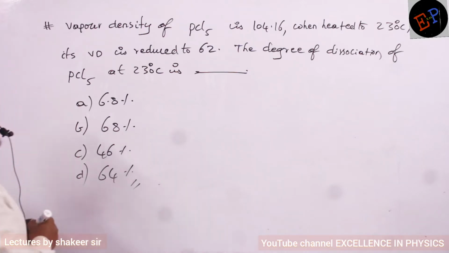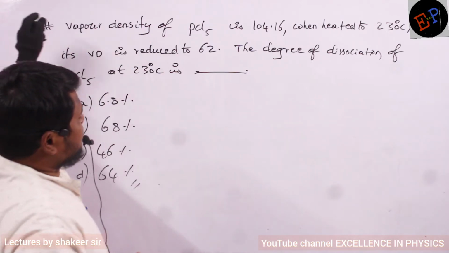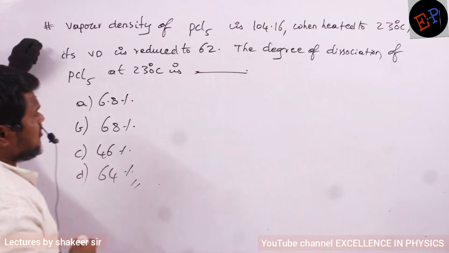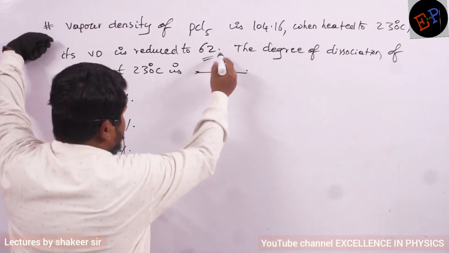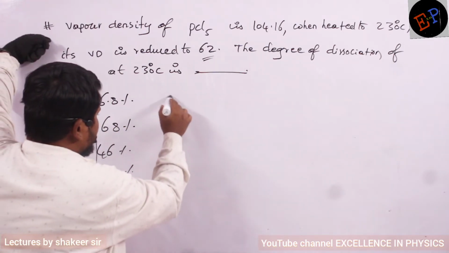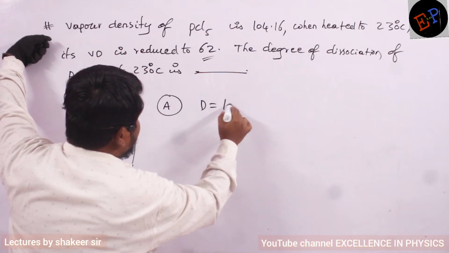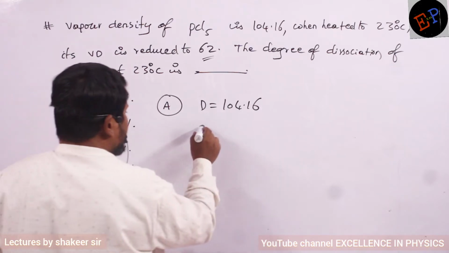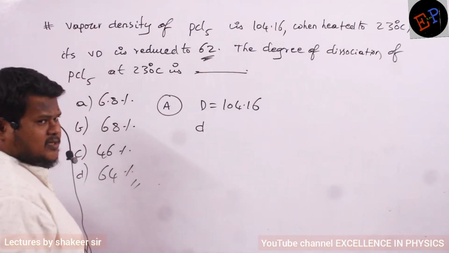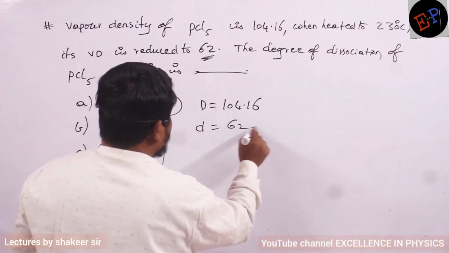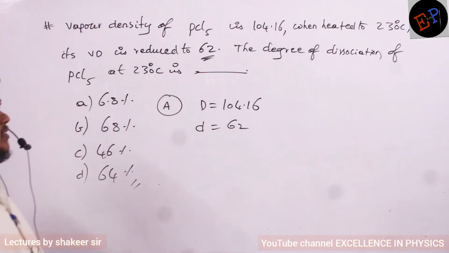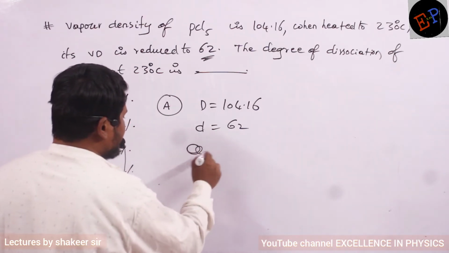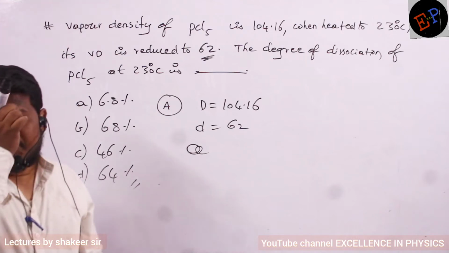Okay, so see here. The vapor density of PCl5 is 104.16 initially, and when heated to 230 degrees Celsius, its vapor density has become 62. So let us see what data is given. First of all, capital D he gave as 104.16 before the starting of the reaction. And small d also he gave, after the reaction started, the value is only 62 at equilibrium. Are you able to understand? Then the degree of dissociation is how much? Degree of dissociation means alpha value. Alpha value is nothing but degree of dissociation.